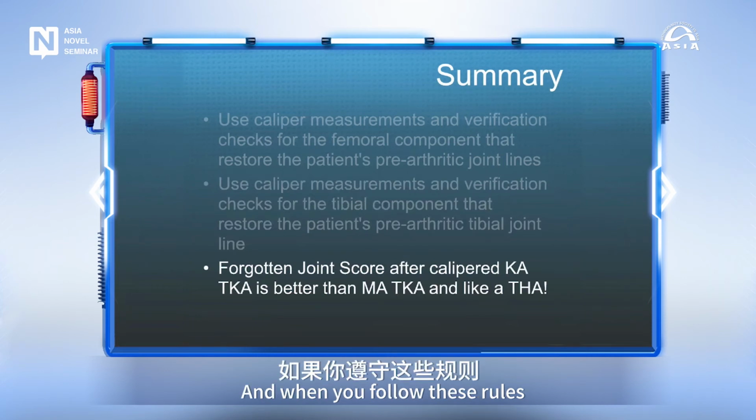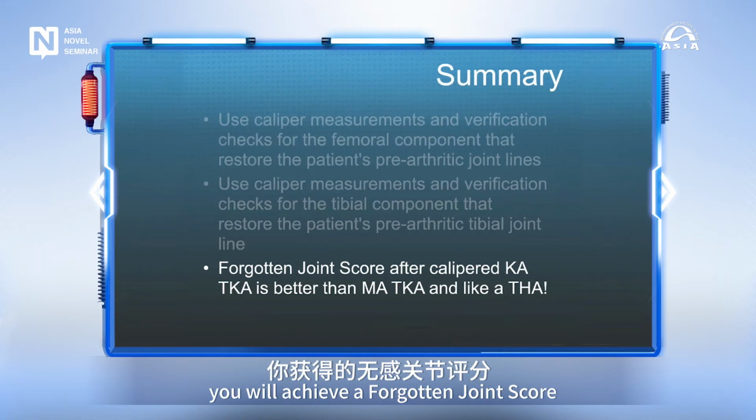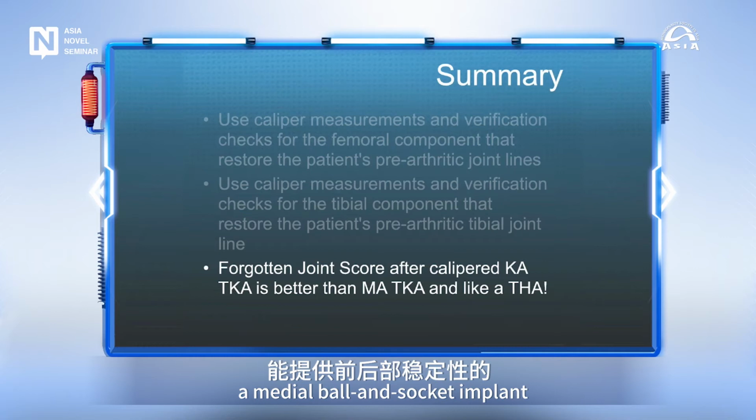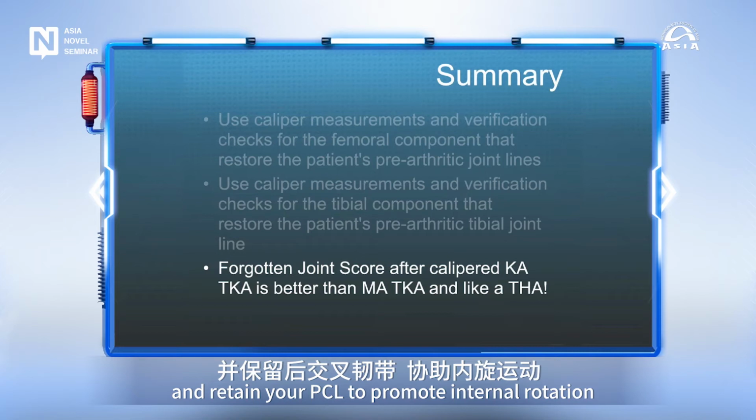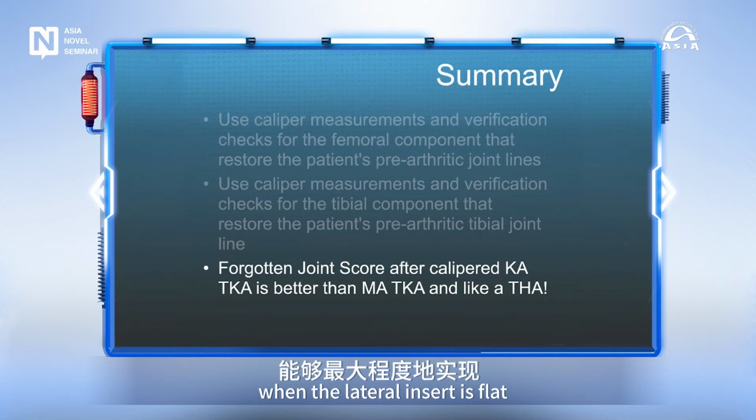And when you follow these rules and this surgical technique with manual instruments, the robot, navigation, or PSI, you will achieve a Forgotten Joint Score that should be comparable and perhaps even better at times than your total hip arthroplasty, especially when you use a medial ball and socket implant that provides AP stability and retain your PCL to promote internal rotation, which is maximized when the lateral insert is flat.